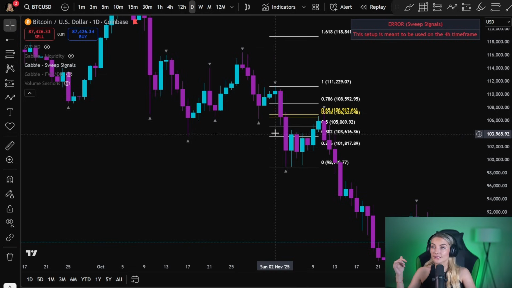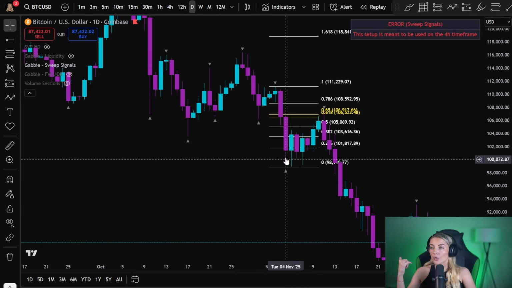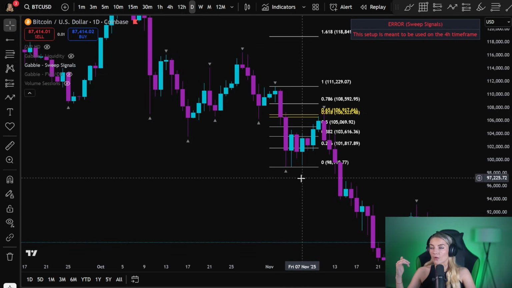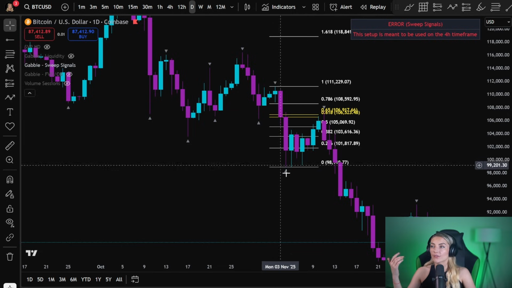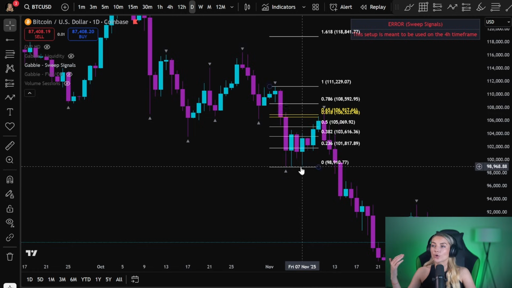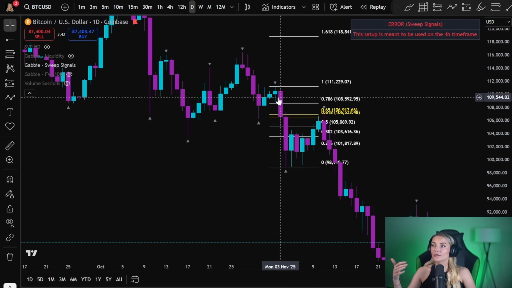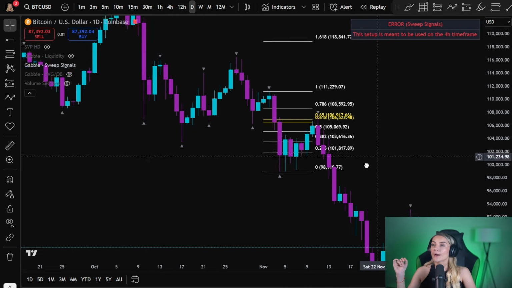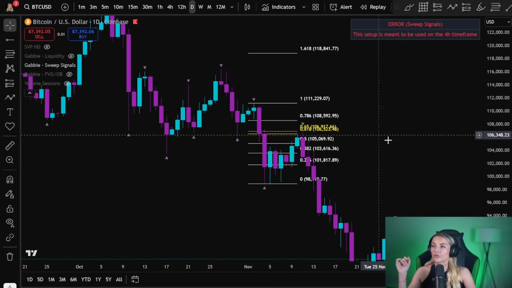Okay. And in that extension that I'm drawing, I'm considering the wicks as well. And sometimes if you have a candle that doesn't have wicks, it doesn't matter. You are going to take the body of the one candle and the wick of the other. So that's just a rule for you.